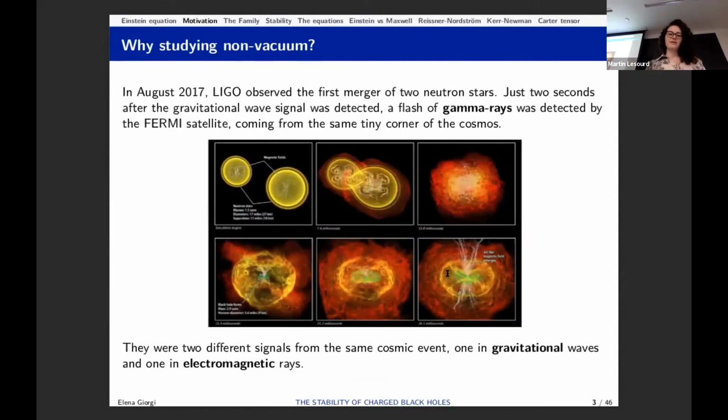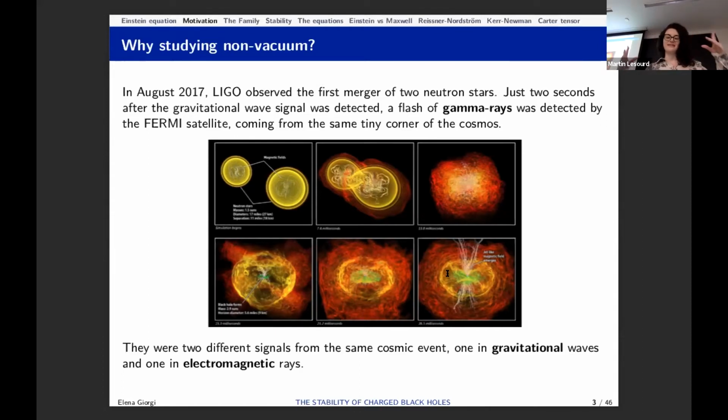we can start with the observation by LIGO in August 2017. Of course, we probably all know about the detection of gravitational waves, but in 2017, LIGO had a detection of gravitational waves that was a bit more special because it came from the merger of two neutron stars. And from what I understand, it is still the only such observation, or maybe just in the last run, I'm not sure. Just 2 seconds after the gravitational wave signal was detected on Earth, a flash of gamma rays was detected in space by the Fermi satellite.